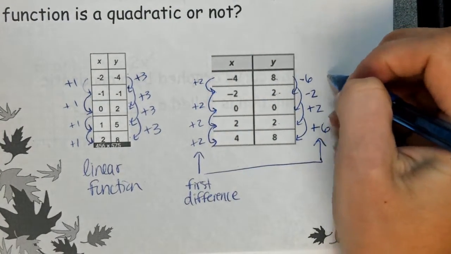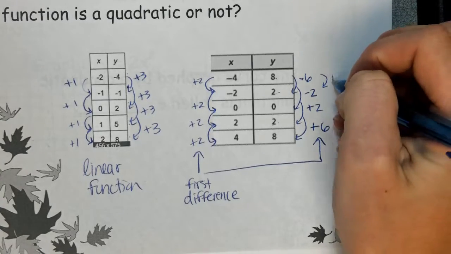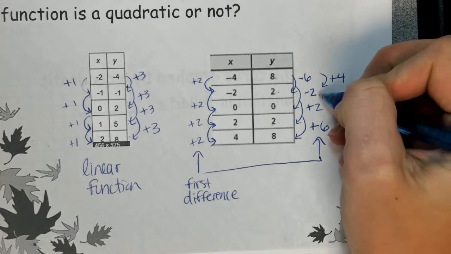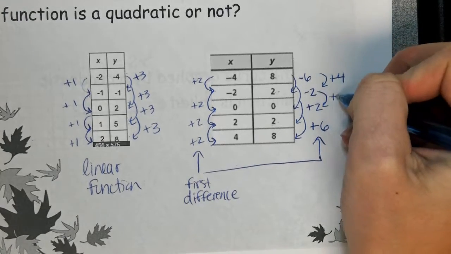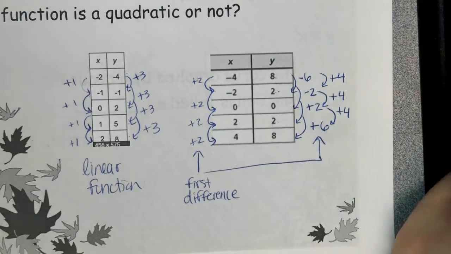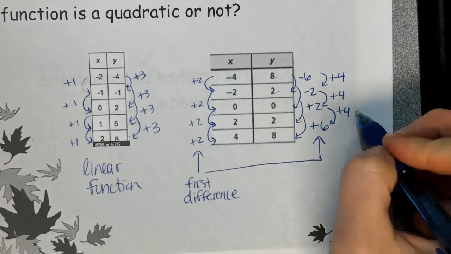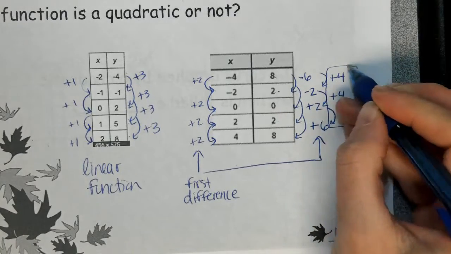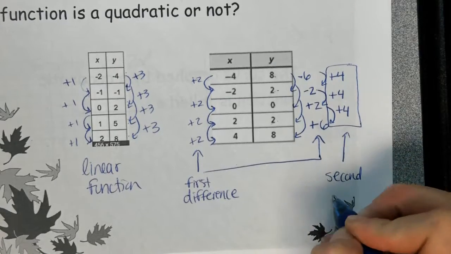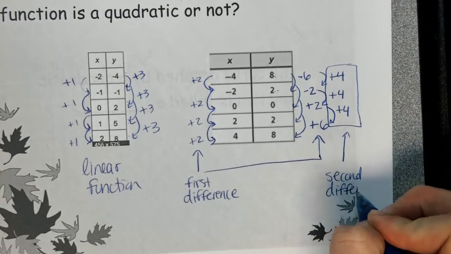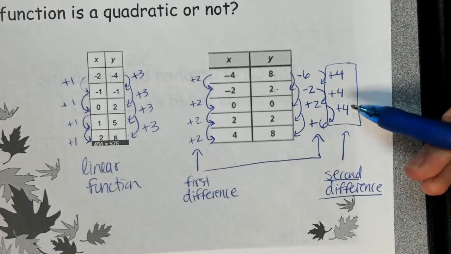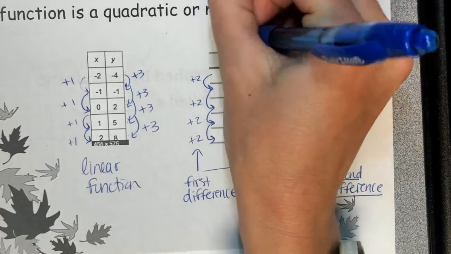So from negative 6 to negative 2, we increased by 4. Right? Negative 6 plus 4 is negative 2. And from negative 2 to 2, we increased by 4 again. And then from 2 to 6, we also increased by 4. So now we notice that these second differences are consistent. So this is your second difference. When your second difference is consistent, that is a quadratic function.